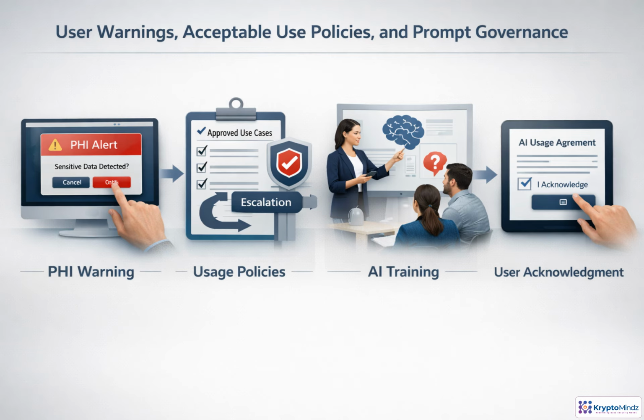Strong prompt governance starts before a user submits data. A just-in-time warning can prevent accidental PHI disclosure and remind staff which tools are approved. Policies define acceptable use, prohibited tools, and when to escalate questions. Training makes those rules practical. Use the minimum necessary information, avoid identifiers unless authorized, and treat AI outputs as sensitive. Acknowledgements then create accountability for employees, contractors, and anyone else using AI in the workflow.